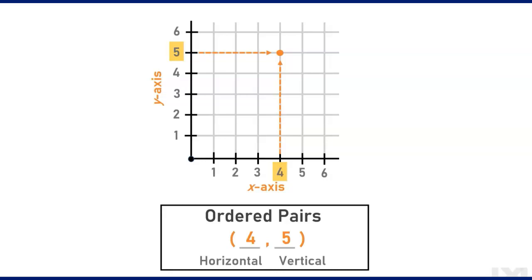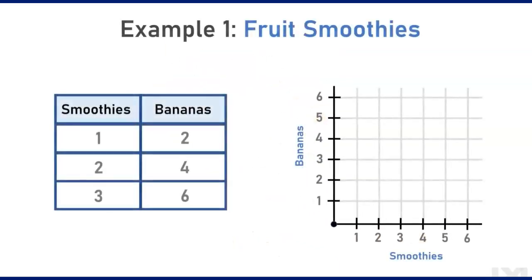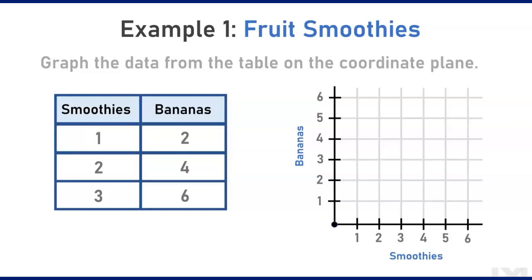Let's take a look at some examples to figure out how to graph from a table. Take a look at the table. Let's try to graph the data from this table on the coordinate plane. First, we notice our table contains two categories of data, one for the number of fruit smoothies and one for the total number of bananas that go in the smoothies. Now, notice in our coordinate plane, the horizontal axis represents the number of smoothies, and the vertical axis represents the number of bananas. This means that the number of smoothies will be our x-coordinate, or the first number in each ordered pair, and the number of bananas will be the y-coordinate, or the second number in each ordered pair.